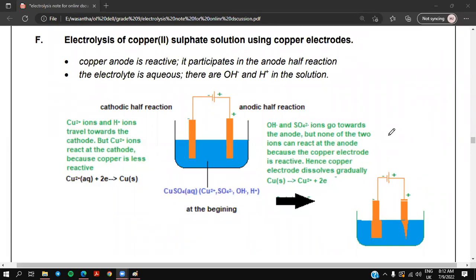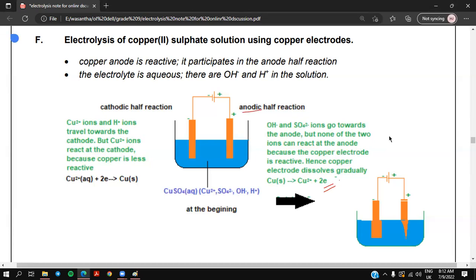This part shows you what happens in this electrolysis cell. Electrolysis of copper sulphate solution using copper electrodes. Copper anode is reactive, what I explained to you. Copper electrode is reactive. It participates in the anode half reaction. Where's the anode half reaction? Given down there, here. Anode half reaction.